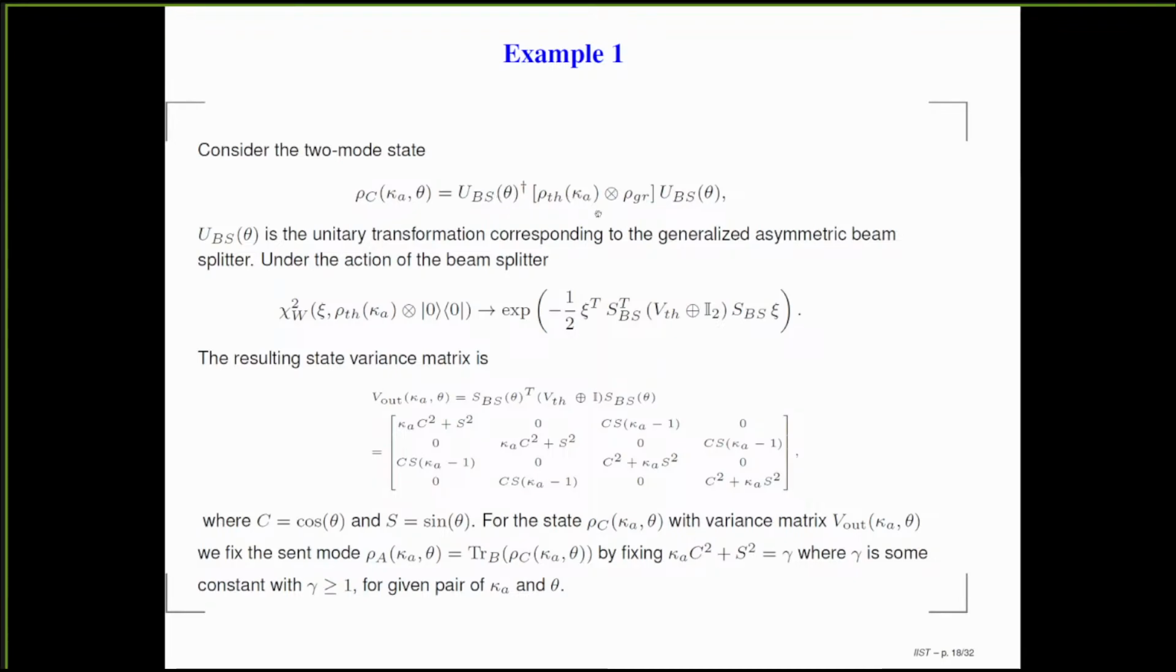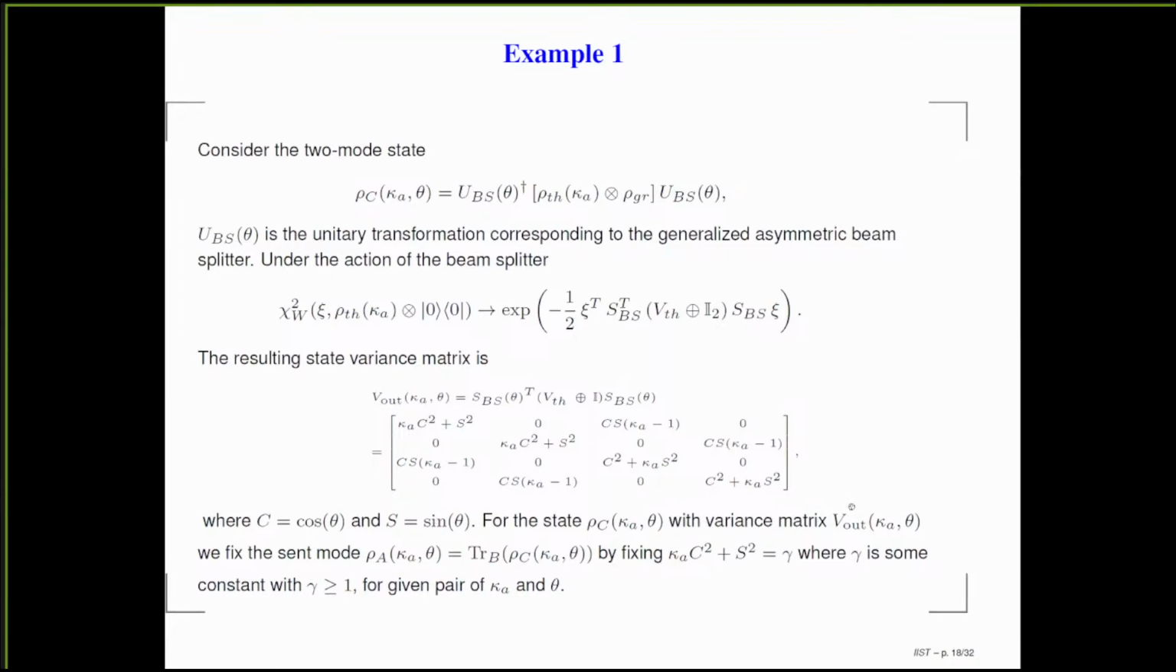If you make this two-mode state, you can verify that it is not of the product form. You take a thermal state, which is highly mixed, couple it to the vacuum, and mix it using a beam splitter. Now going into the phase space representation, the characteristic function and the variance matrices undergo this kind of transformation, and the resulting state's variance matrix is given by this. Here C is cos theta, the transmittivity, and sin theta is the reflectivity of the beam splitter.